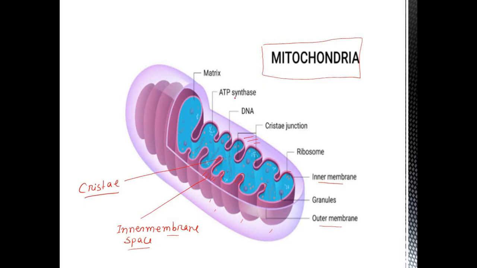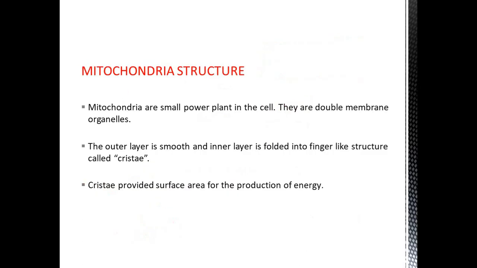Now ATP synthase, an enzyme, is also present here, which takes part in the production of ATP due to chemiosmosis. Mitochondrial DNA is present, which is small and circular in structure. Then mitochondrial ribosome, and the space enclosed by the inner membrane is called the matrix. I hope this image is clear.